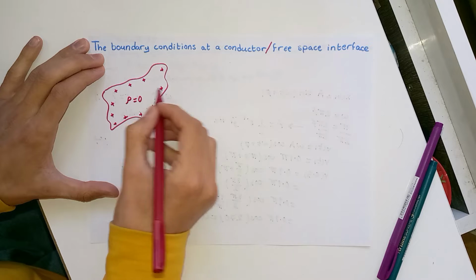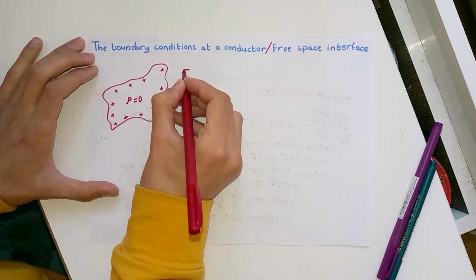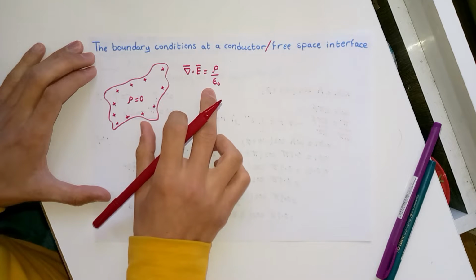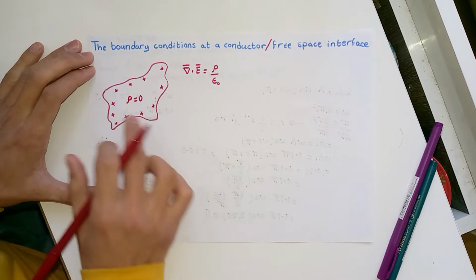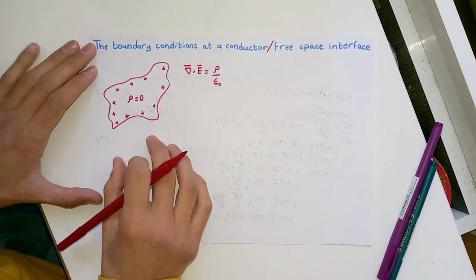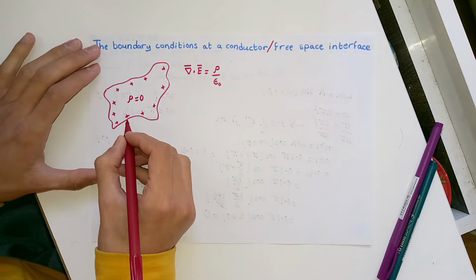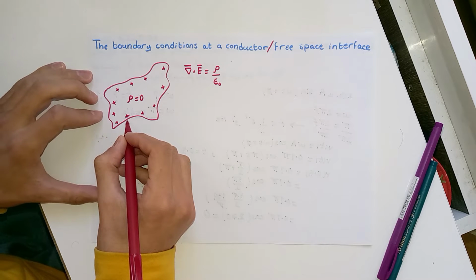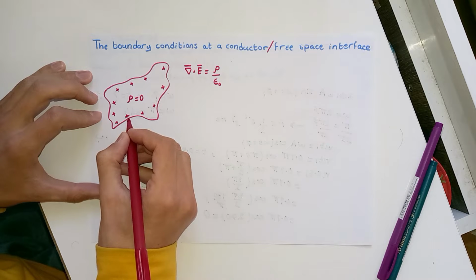And according to Gauss's law, according to this formula, we have no electric field inside the conductor. And regarding the surface of the conductor, these charges will try to maintain the state of equilibrium. So due to this, we have no tangential electric field.